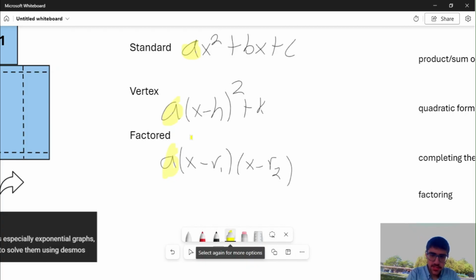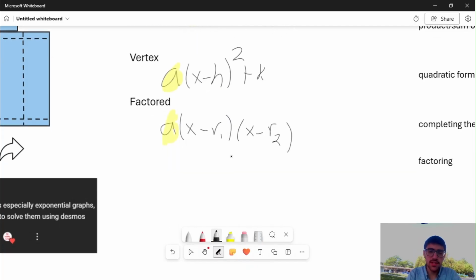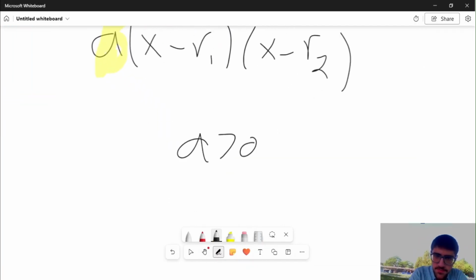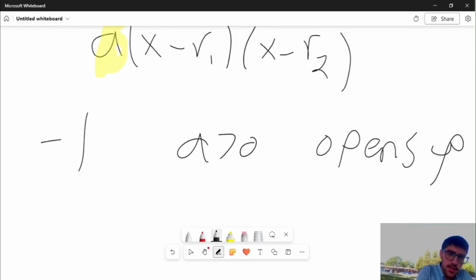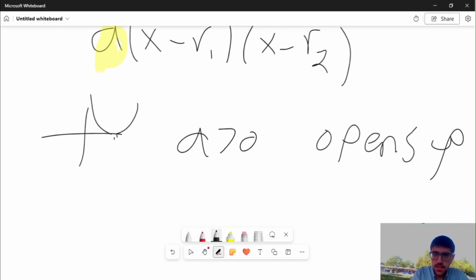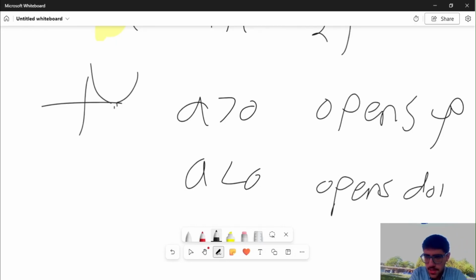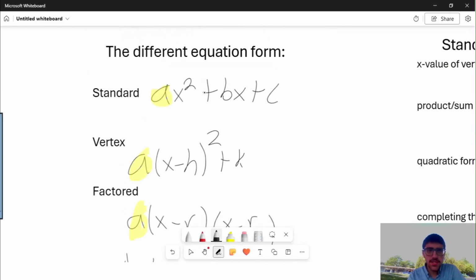The other thing you need to know, which is very important, is that if a is greater than 0, the quadratic opens up. It opens like this. And if a is less than 0, it opens down. What does that look like? It looks like this. Okay, so that is it for this.